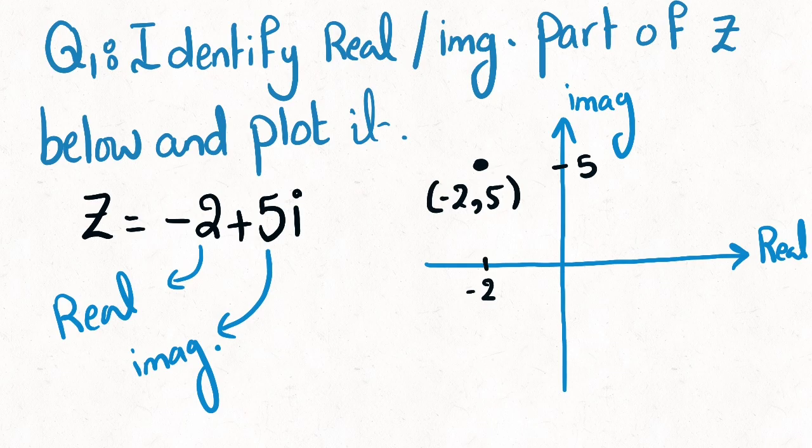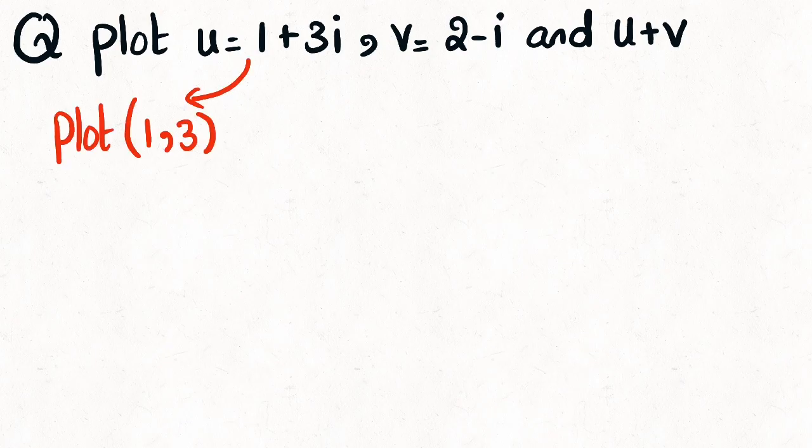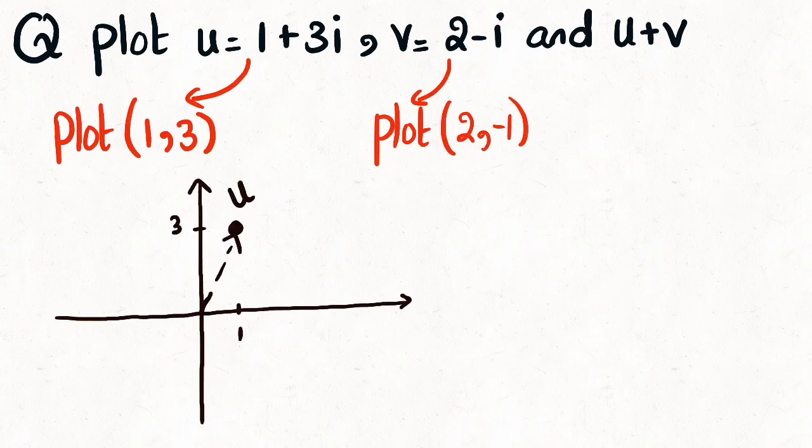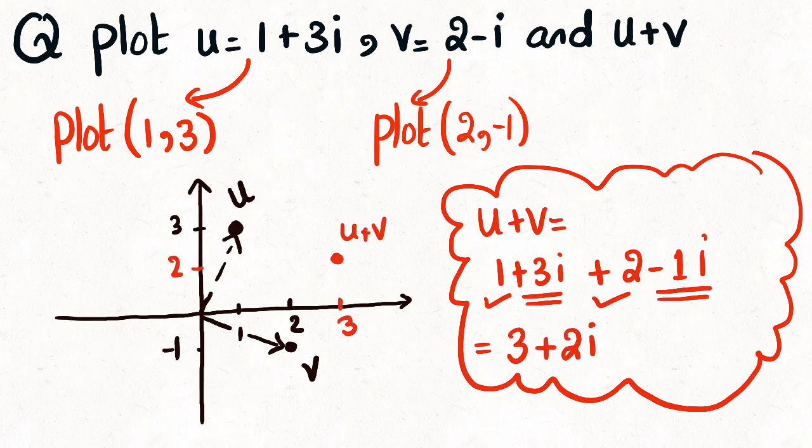Another type of question that he will give you: u equals 1 plus 3i and v equals 2 minus i, and he will ask you to graph u plus v. All you have to do is plot u, plot v, and find u plus v, which is 1 plus 3i plus 2 minus i, and you will end up having 3 plus 2i. Thus you will plot at the end the point (3, 2).